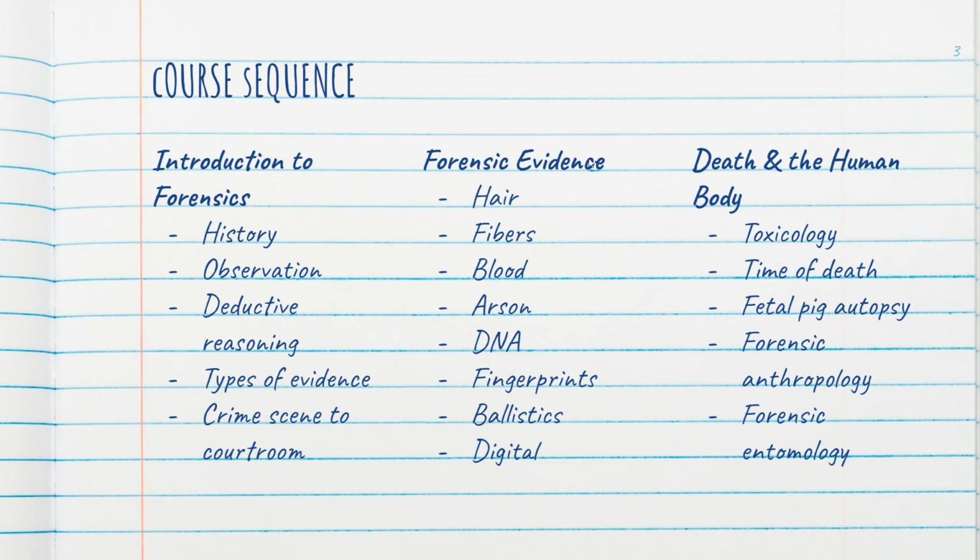In the second chunk of the course, we'll be learning about all of the different types of forensic evidence, how we obtain that evidence, and the methods we use to analyze that evidence. And then the third and final chunk is death and the human body. This is where we learn toxicology. This is where we learn how to predict the time of death. And then this is also where we are going to be doing the fetal pig autopsy. So yes, we will be doing dissection by the end of the year. And then we'll also be learning about forensic anthropology and entomology.